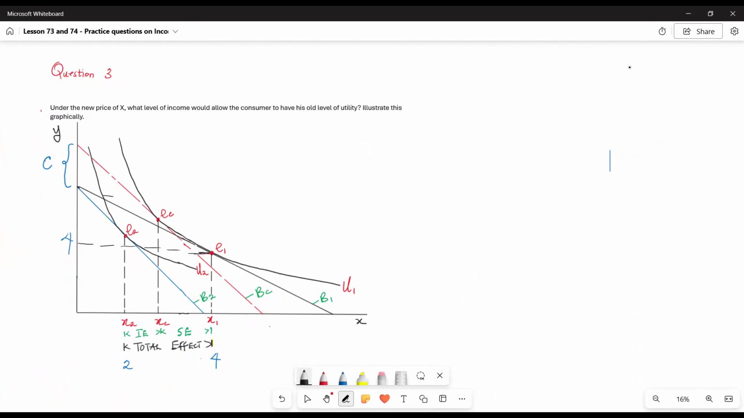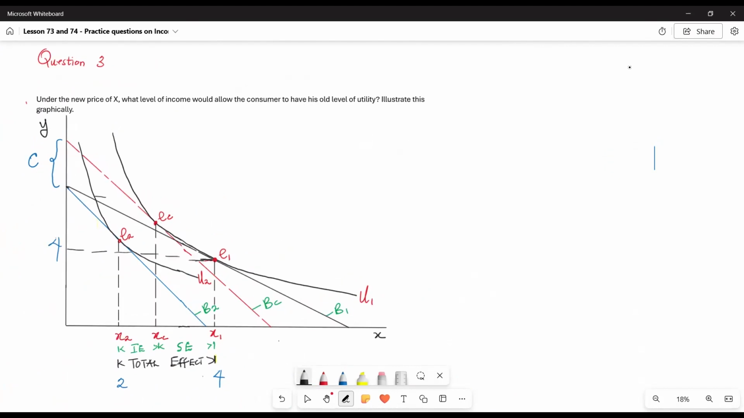Our third question is, under the new price of good X, what level of income will allow the consumer to have their old level of utility? Illustrate this graphically. Let's first look at this graph before we solve the question. We have this consumer named Ella, who was initially on budget constraint B1 and indifference curve U1, consuming bundle E1. Because the price of good X increased from 1 to 2, Ella moved from budget constraint B1 to budget constraint B2, which moved her to a bundle E2 on indifference curve U2.